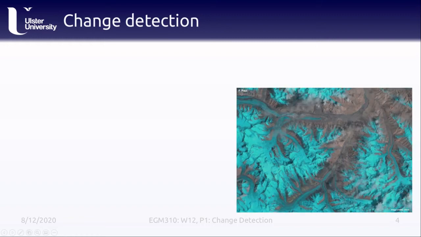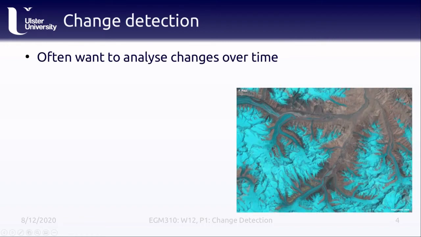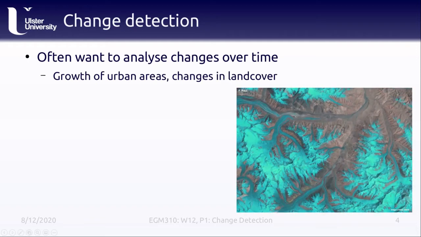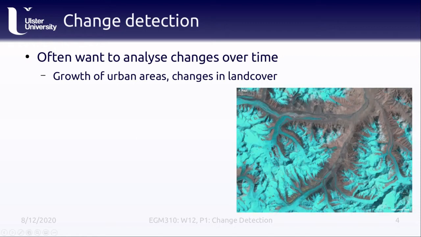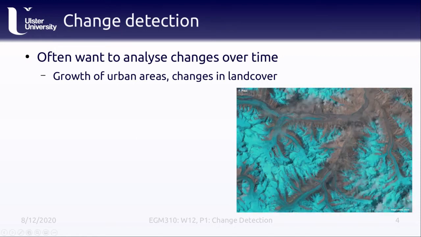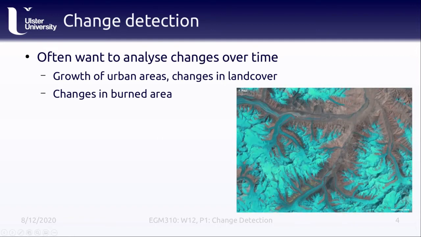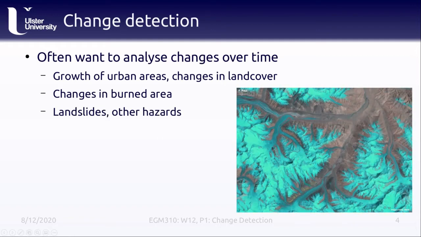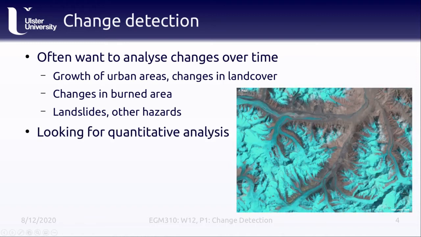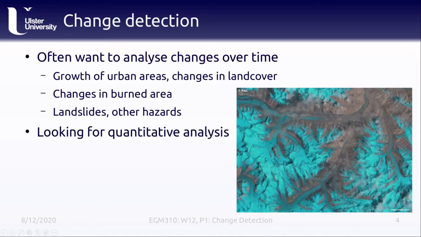Our goal with change detection is to analyze changes over time. For example, we might want to study the damage caused by a hurricane, or map the growth of urban areas or other changes in land cover. We might want to understand how forest fires have changed over time, study landslides or other hazards, or any number of other applications.